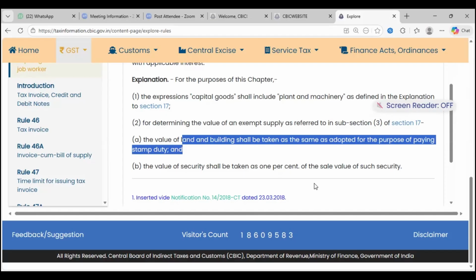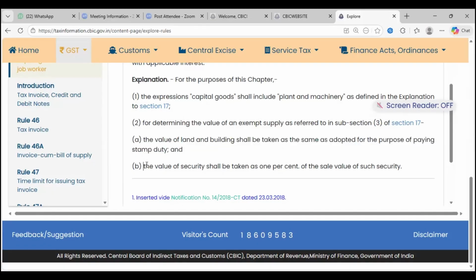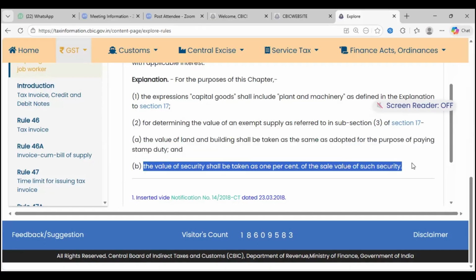In examination, if they ask the question, we have to be careful. We will say, because the law says paying stamp duty, I'll go with 45 lakhs. But if the officer demands that there is a value of 50 lakhs, law is supreme. Whatever is written in the law, I have to follow. I'll take the stamp duty value. In case of securities, they say the value of security shall be taken as 1% of the sale value of such security. This is what they are talking about.